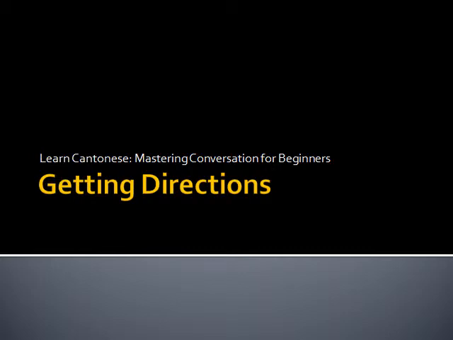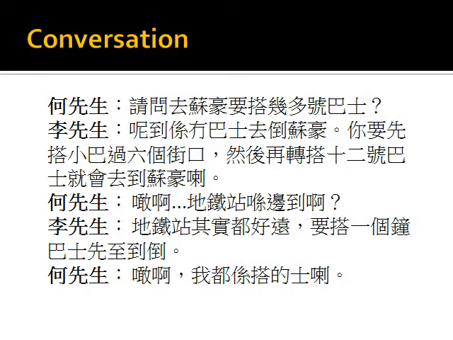Today we are going to analyze a conversation regarding getting around. So in this scenario, Mr. Ho is lost in or near Hong Kong somewhere, and Mr. Lee now acts as a stranger, in which Mr. Ho is going to ask him for directions.